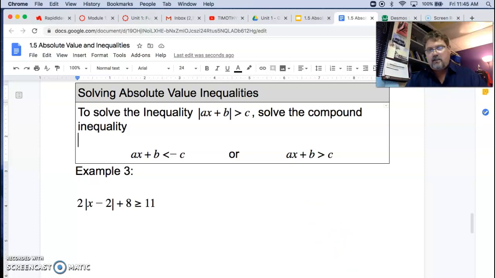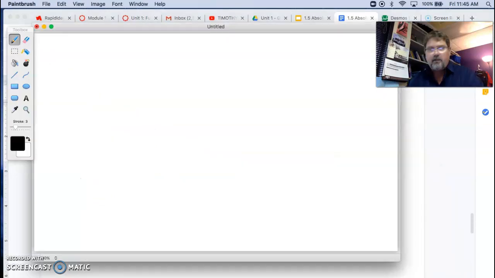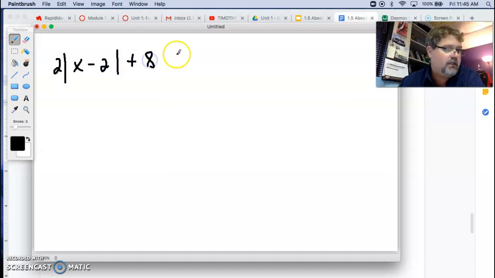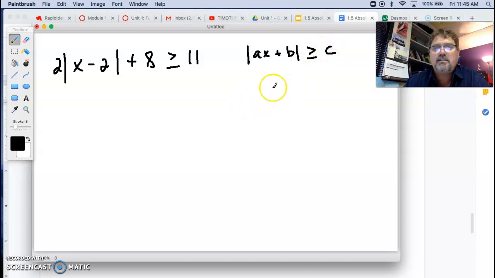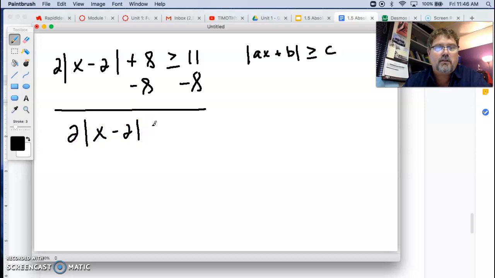So let's knock this one out. I'll show you how to set this up. It would look like this: 2 absolute value of x minus 2, plus 8, is greater than or equal to 11. First of all, this is not in the form we need. This is not saying that we have something greater than or equal to c, so I need to put it in that form. I'm going to treat this absolute value expression kind of like a variable and isolate it. So I can subtract 8 from both sides, and that gives me 2 absolute value of x minus 2 is greater than or equal to 3. Then we're going to divide by 2 on both sides.